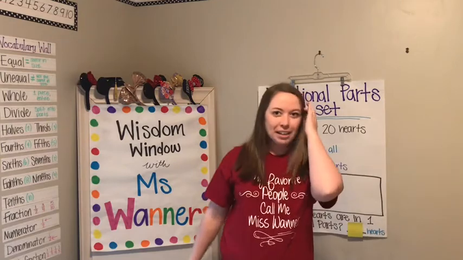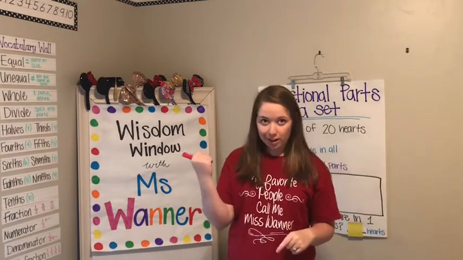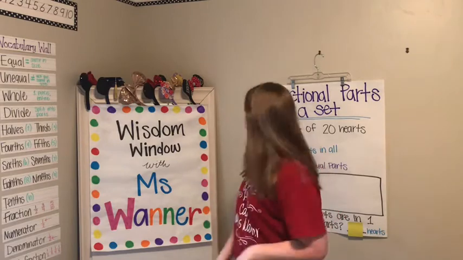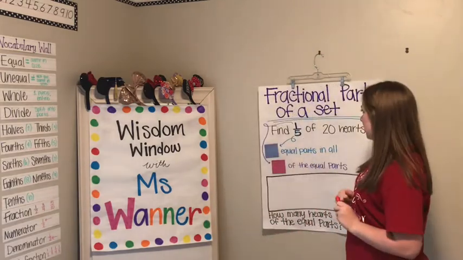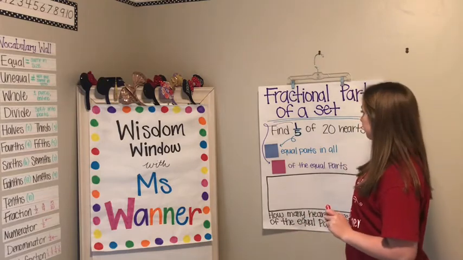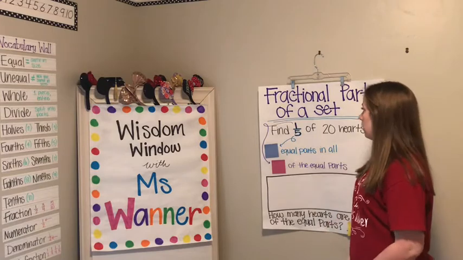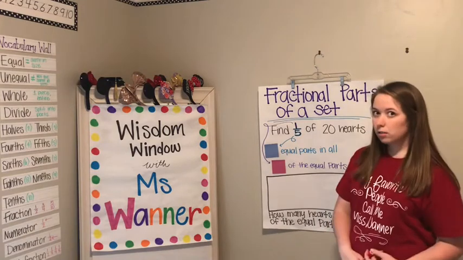Alright, now that we're back indoors, we're going to work with an anchor chart to better understand what we learned outside. Are you ready? So, fractional parts of a set. We're going to practice a problem really quick. So our problem says, find 1/5 of 20 hearts.